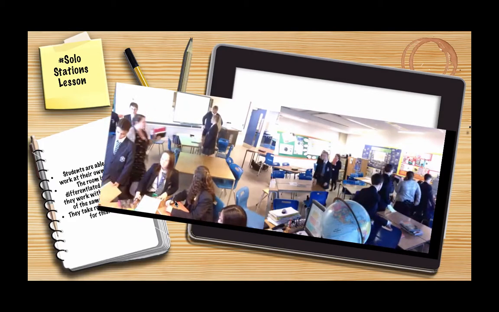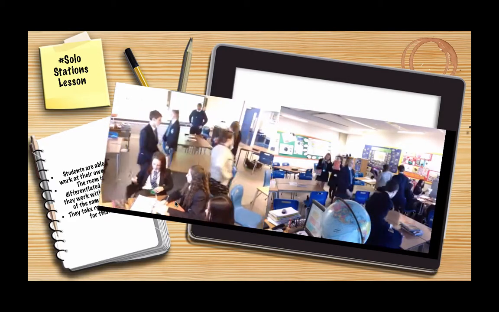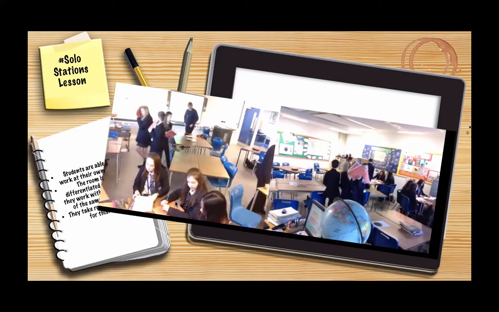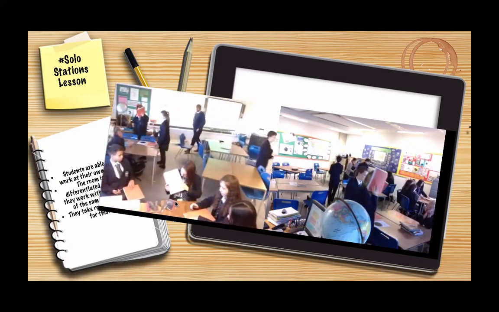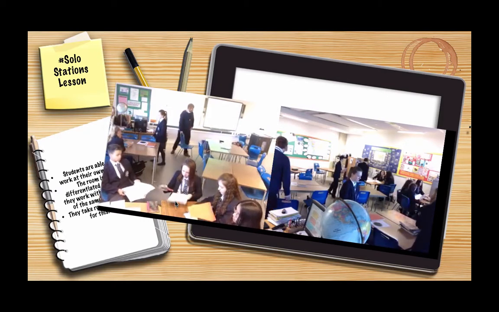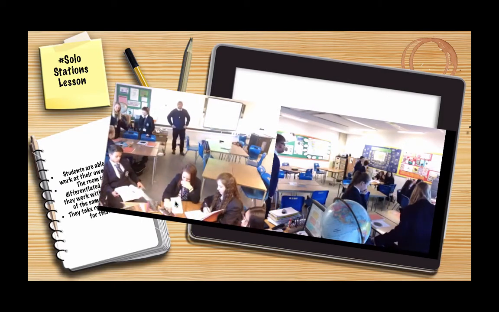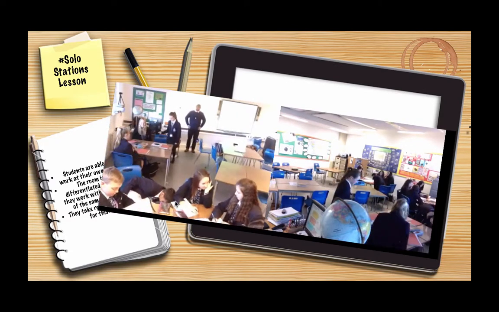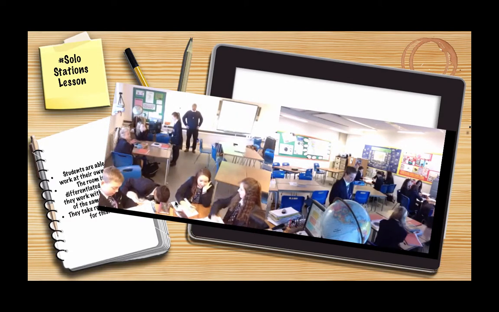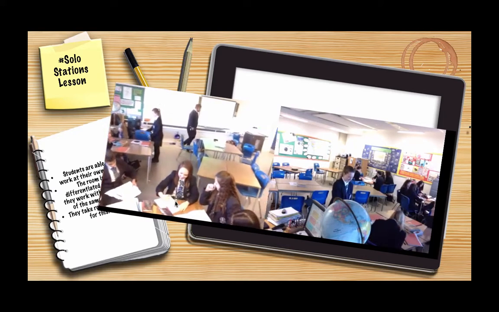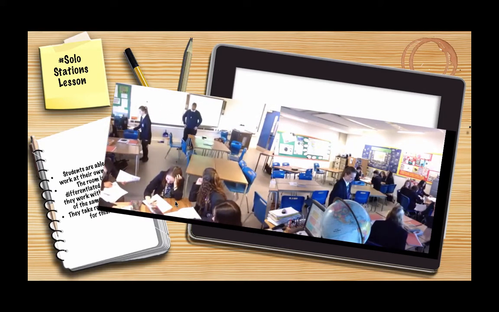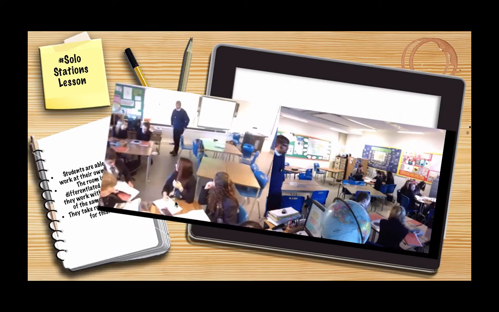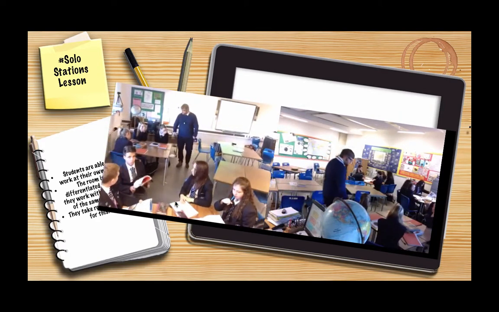Don't be silly. Okay. So the success criteria is written on your sheets. Can we stop shuffling chairs for just a second, thanks? The success criteria is written on the sheets for what you have to do.